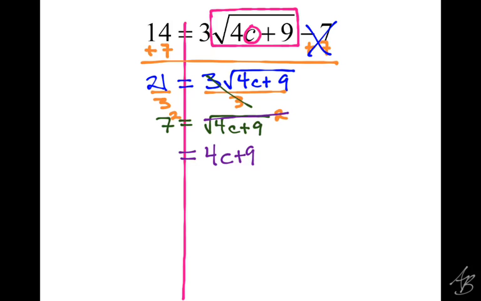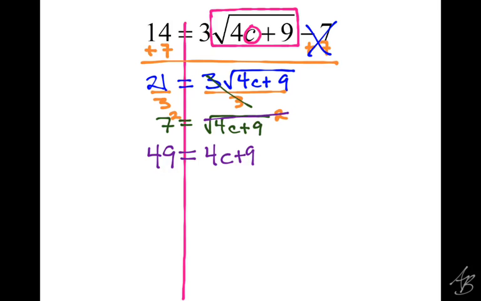7 squared is 49. Could it be negative 49? No. Okay, it's only when we're taking the square root that we could get a negative number. In this case, 7 squared is 7 times 7. There's no way we can make 7 times 7 to be negative 49 because it's a positive times a positive.